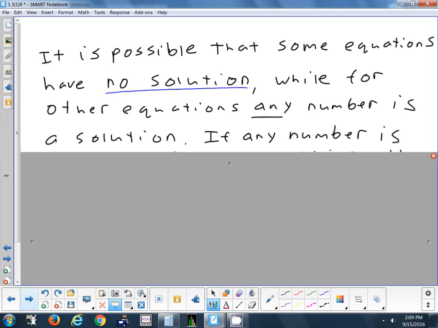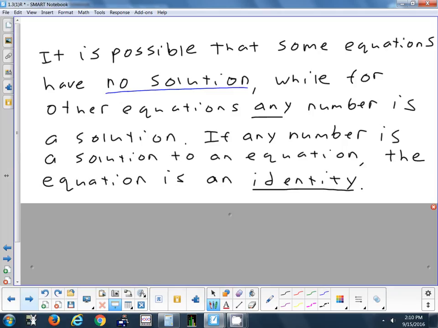Sometimes we get an equation that's just the opposite. Any number is a solution. So there are really two totally different cases. One type is going to have no solution. The other type is going to have as many solutions as you want.